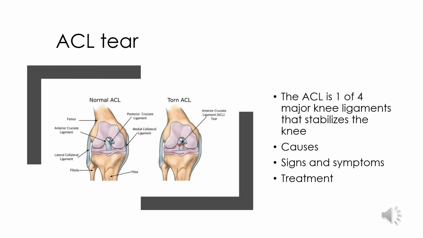The ACL is one of four major knee ligaments that stabilizes the knee. Common causes of an ACL tear include rapidly changing direction, stopping suddenly, slowing down while running, or direct trauma such as a slide tackle in a soccer game. Most people will usually feel a pop in their knee at the time of injury. Treatment consists of arthroscopy or ACL reconstruction accompanied with physical therapy.